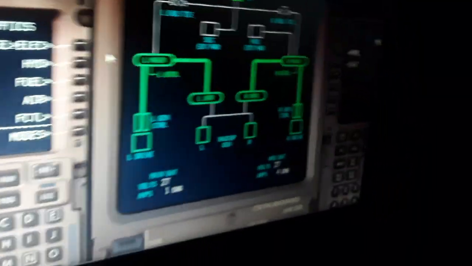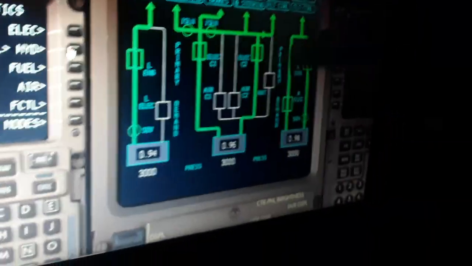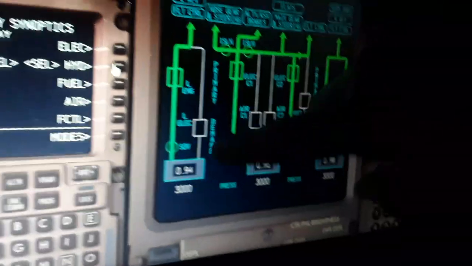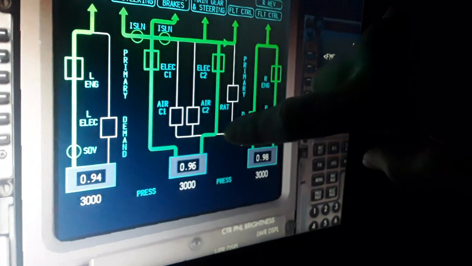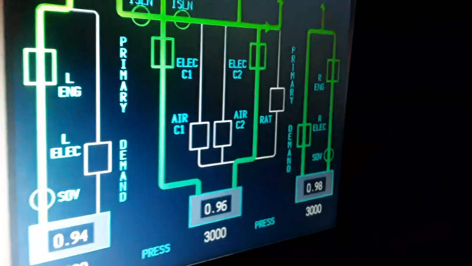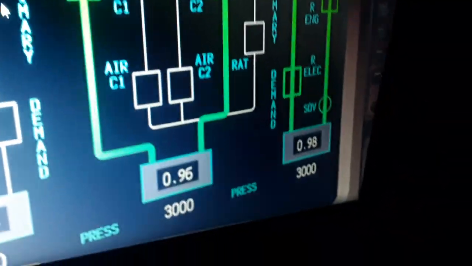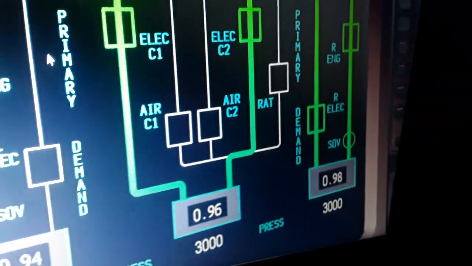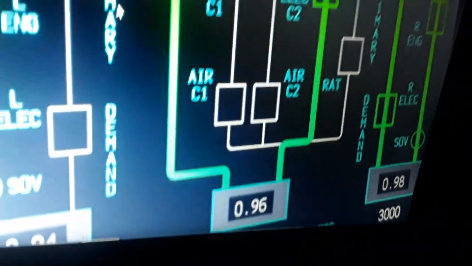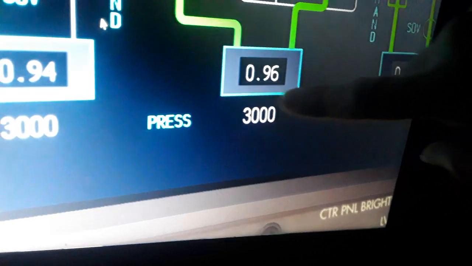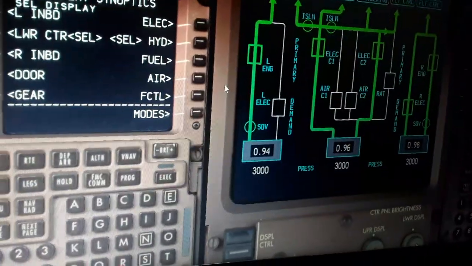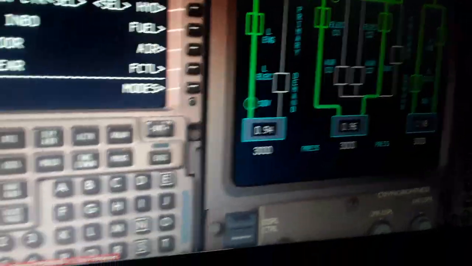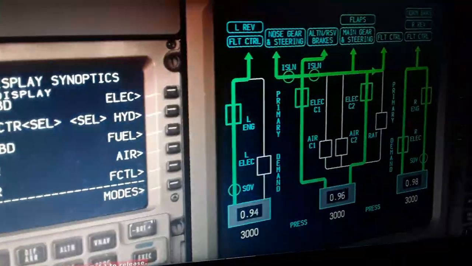And also we have the bus ties. So we have the left and the right engine, hydraulic pumps and fluid, and also the C1 and C2 air pressurized electric. So you need air pressure from the engine to again pressurize it. You can see the 3000 psi per system, 3000 and 3000 separate, so it's 3000 each own system.